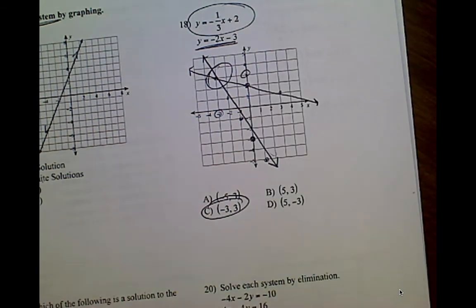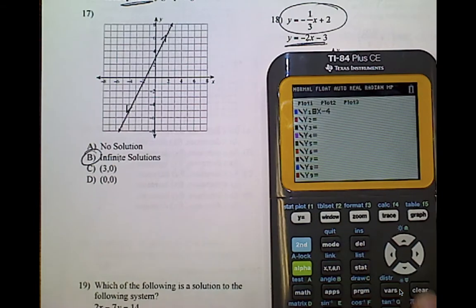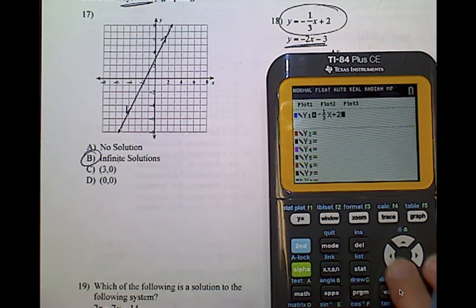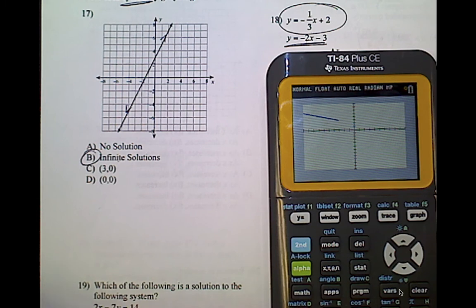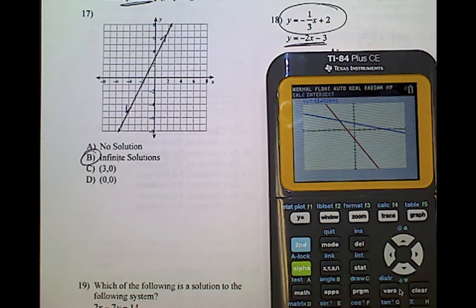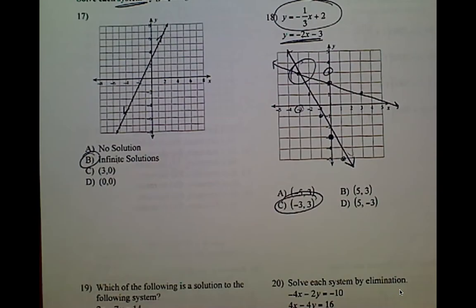If you didn't want to do all that work, you literally just go to your Y equals, type both of them in: y equals 1 over 3x plus 2 and y equals negative 2x minus 3. You can graph it. And then you can go to second, calc. We're going to find the intersection, which is option 5, and press enter 3 times. And it will also give you negative 3, 3. So there's 2 ways you can get it.